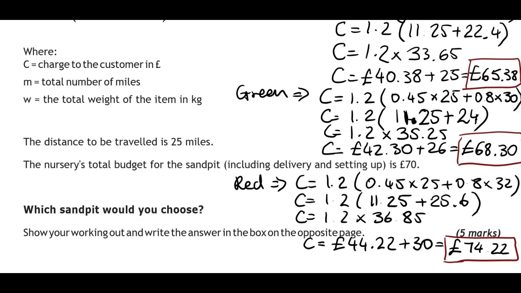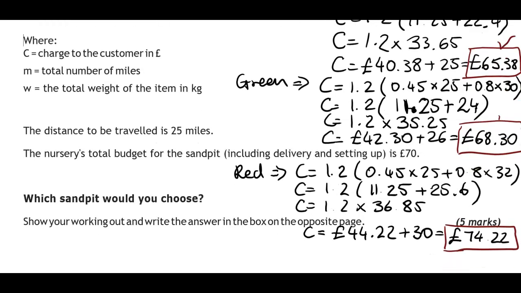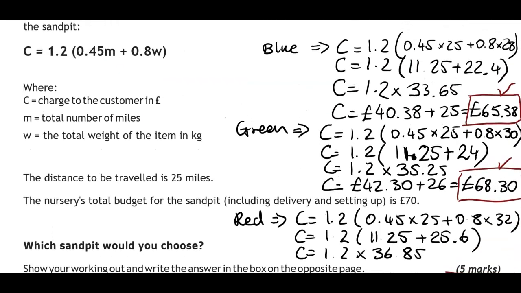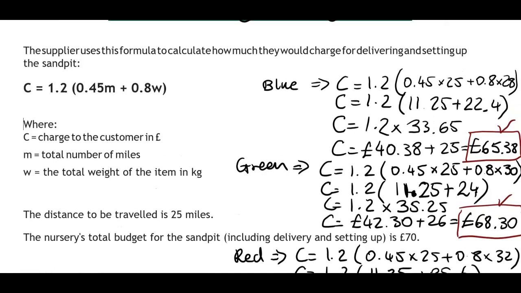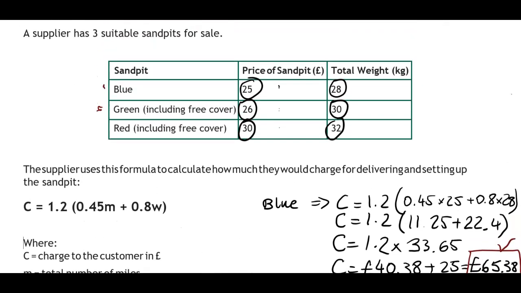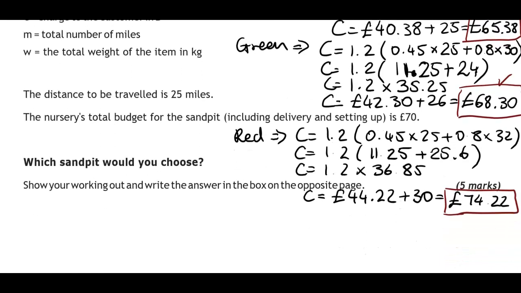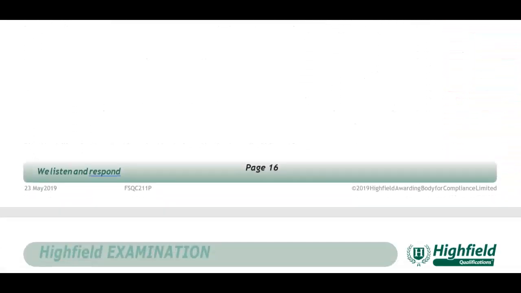So looking at the price of all three of them, and also the budget of £70, this means that these two are affordable. Which one of them would you pick? You could pick the blue one because it's the cheapest, or you could pick the green one because it includes free cover. So whichever you say, it should be perfectly fine. I'll say green because it includes free cover.